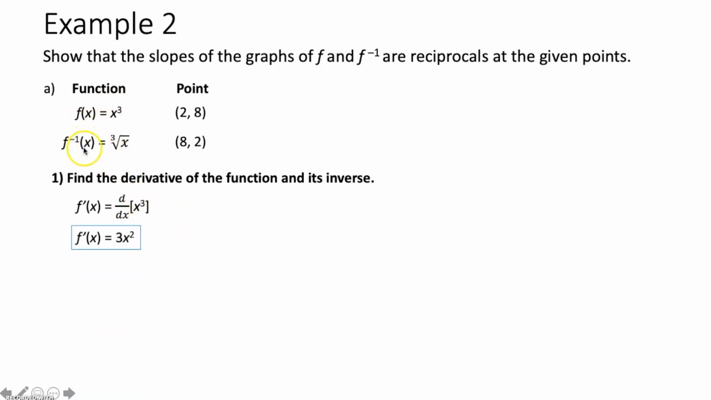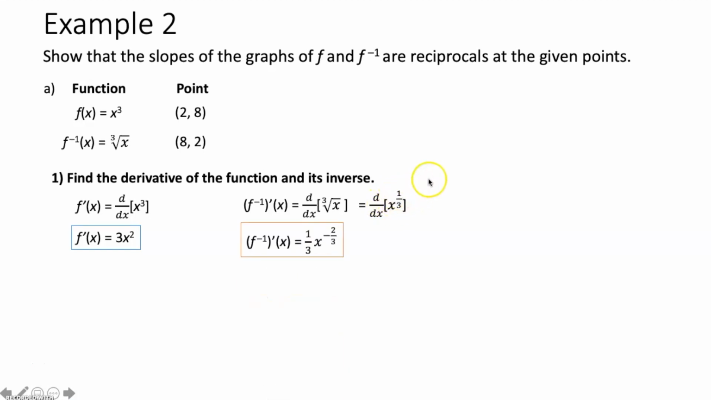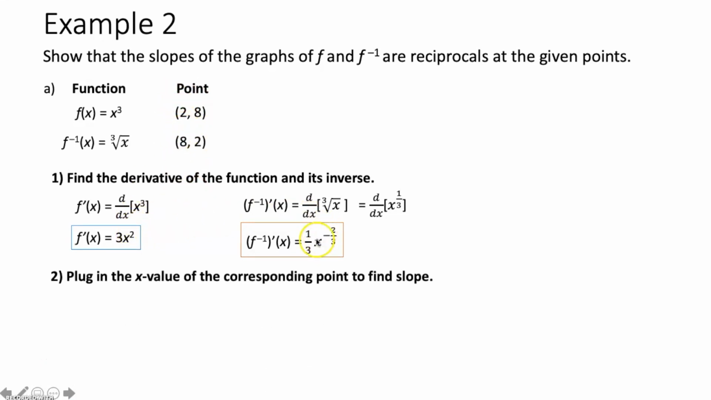The derivative of the inverse of x, well, this function is the cube root of x, so we're just going to rewrite that as x to the 1/3 power. So when I take the derivative here using the power rule, it's going to be 1/3 x to the -2/3 power. Now what I can do is plug in my x values for each of these points to these given derivatives and find the slope of my original functions at these given points.